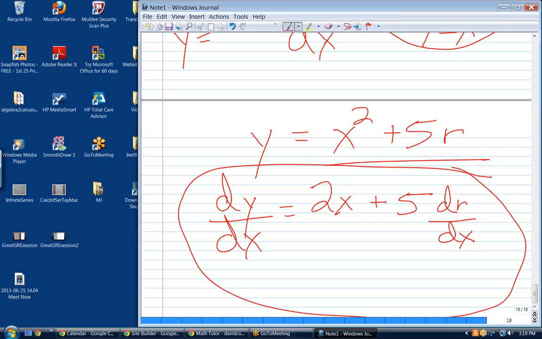Okay, and then I might have some other equation that relates r to x so that I could figure out what dr dx is and fill it in there. And that's usually the case. When you're implicitly differentiating, you have other equations that allow you to state what r is as a function of x, which allows you to come up with dr dx.